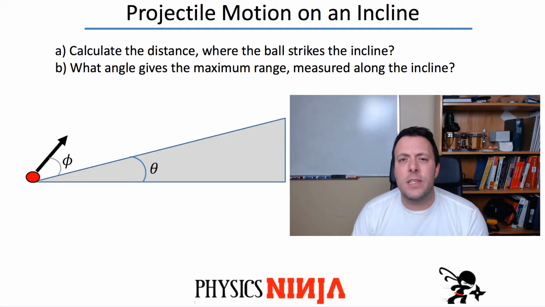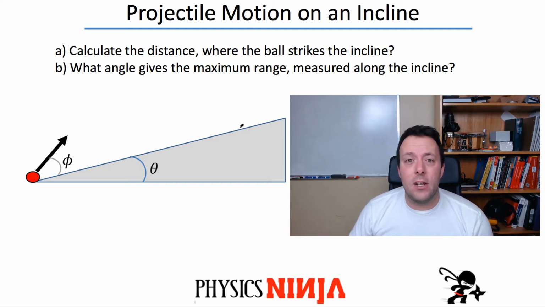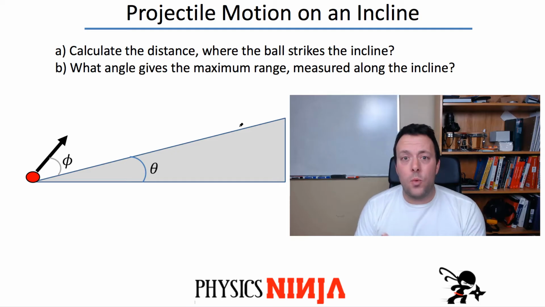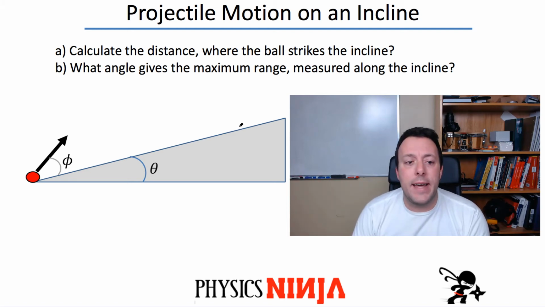So I've got two questions I want to look at today. First, I want to calculate where it is actually going to land on this sloped surface. And the other question is, what angle would give you the maximum range? If you wanted to launch it as far as possible, what angle should I make that angle phi in order to get that maximum range? Again, always measured with respect to the incline.